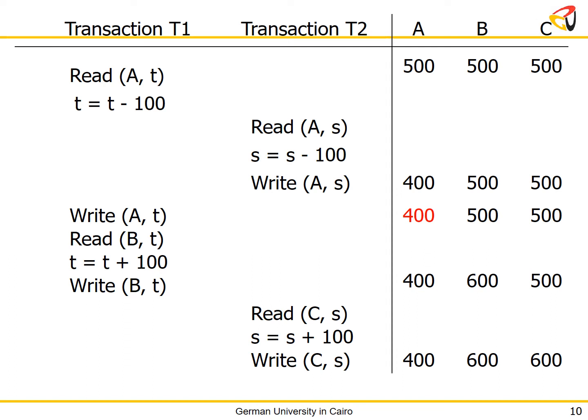And now I start in T2 with A still 500. I will copy the 500 to S, subtract 100, and then write it back. So now I'm writing 400 into A. Now a context switch happens again. The value of T in T1 was a 400, so I wrote back into A also 400. Because when a context switch happens, the value of the temporary variable T was decremented from 500 to 400. So now I write that into A.